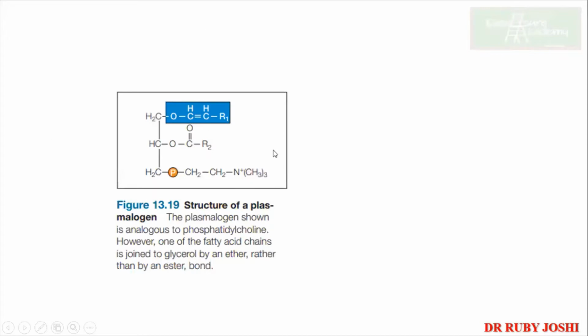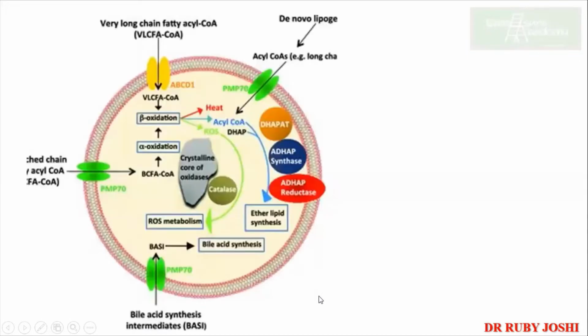So this is the structure of plasmalogen. No need to remember it. Please just remember that it's analogous to phosphatidylcholine. It has a fatty acid, and instead of an ester, you have an ether bond. Now this is just the overview of how fatty acid degradation happens in the peroxisomes.